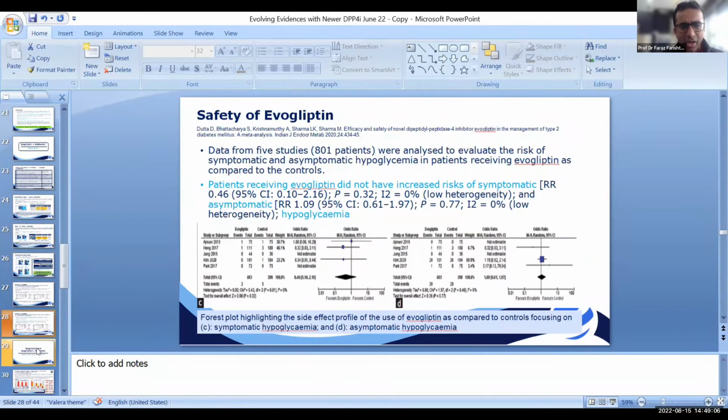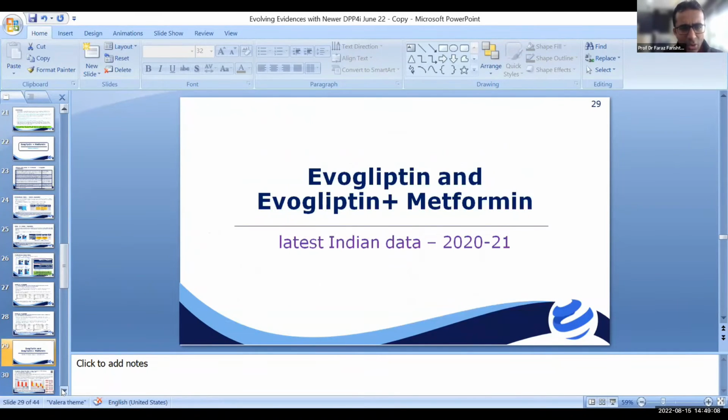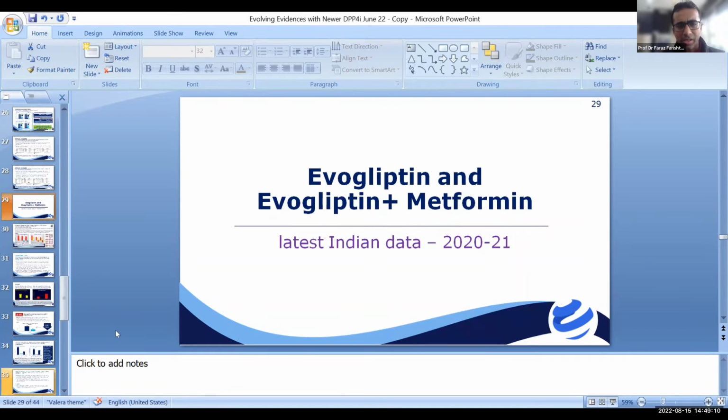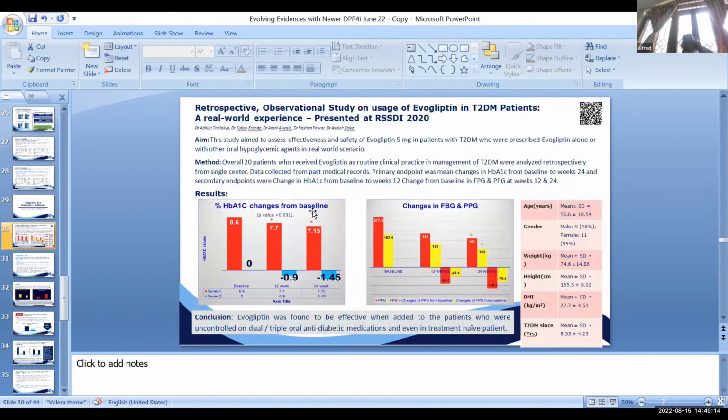The safety of Evogliptin is now very well established. So now let us see what Indian data we have. Especially in a country like India, we've seen that right from the launch of DPP4 inhibitors there was better A1C control in Asians, in Indians, when compared to the clinical trials that were done. So this was a study which was done in India.